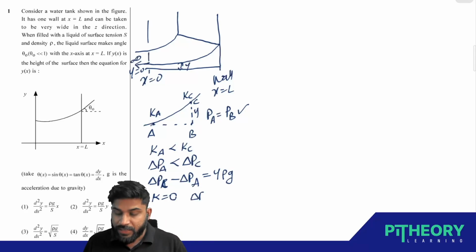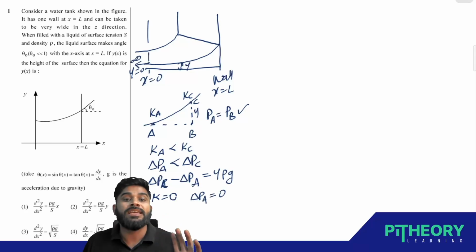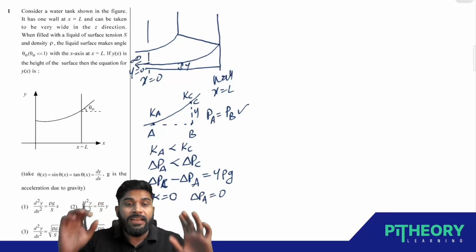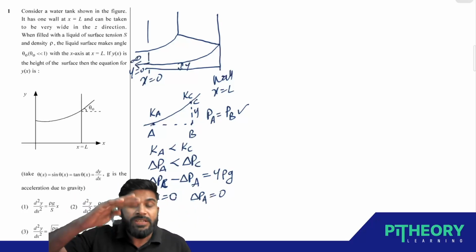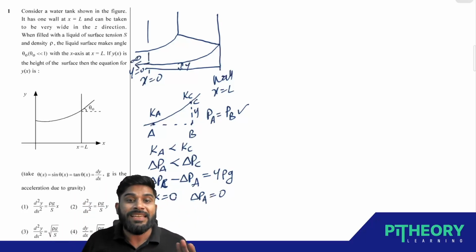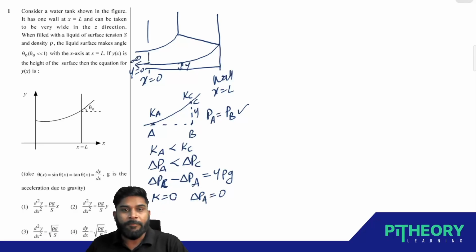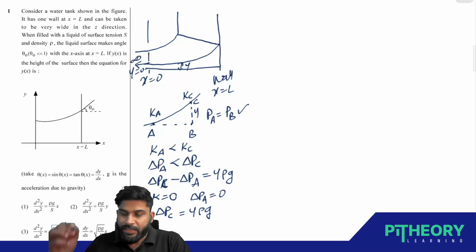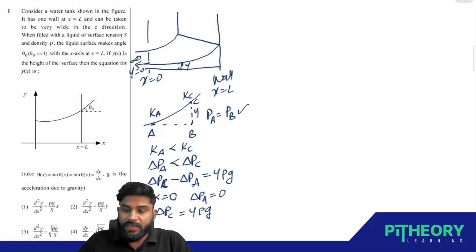then the pressure difference at A will be equal to zero. Essentially, that surface is flat, so the pressure difference above and below will be zero. So we can take delta PC as equal to Y rho G. We can easily take it like this. Did you understand this? Now, coming back to our problem once again.